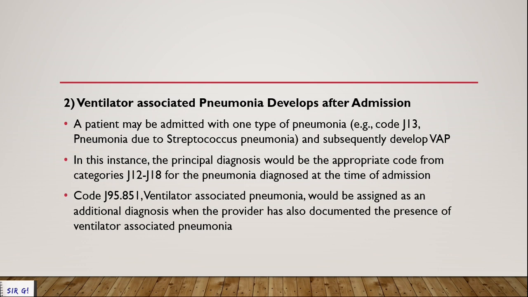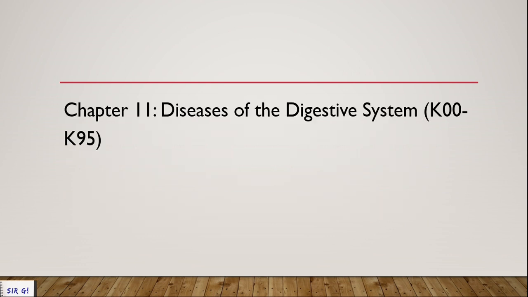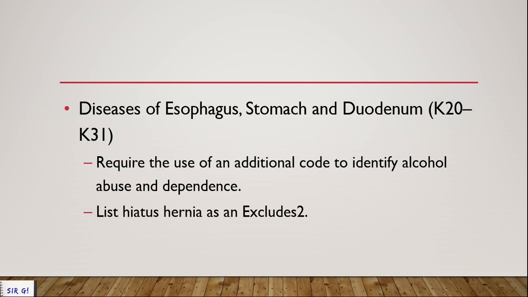Stay tuned. Let's move on to chapter 11. In chapter 11, we don't have a guideline for diseases of the digestive system, but you may encounter a lot of conditions of the digestive system. I'll just go ahead and check the categories. Your codes are divided based on anatomical location, from your mouth to your anus.